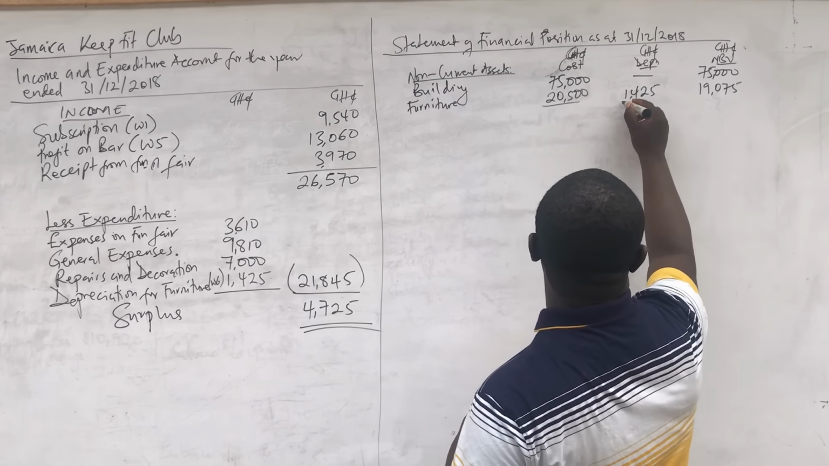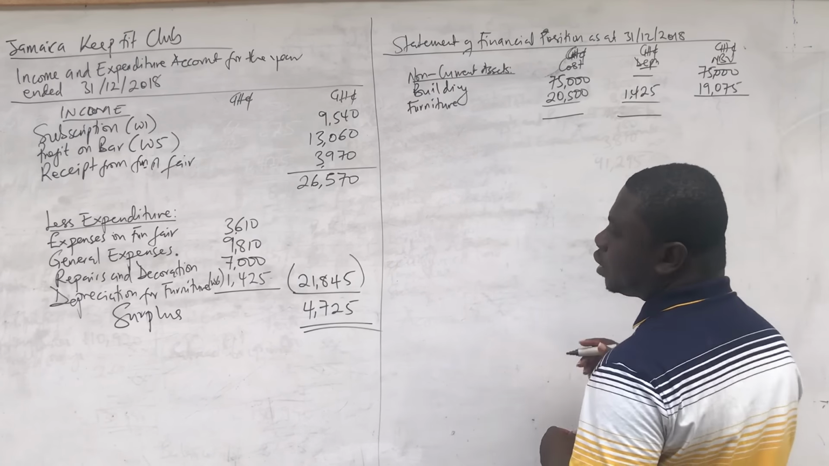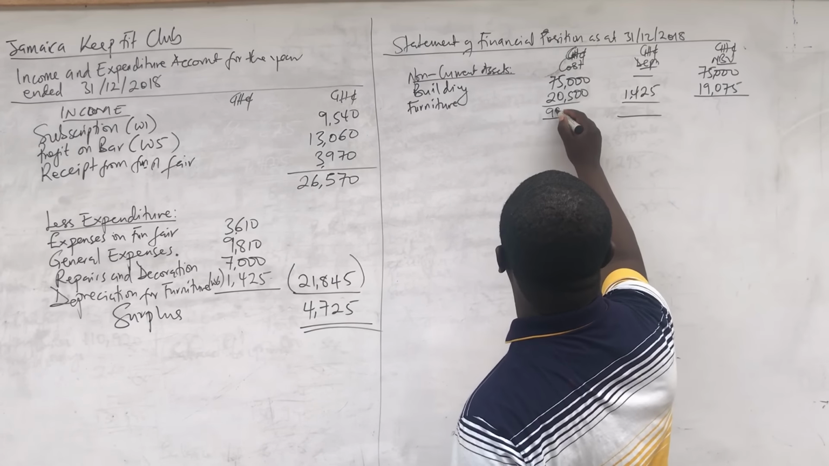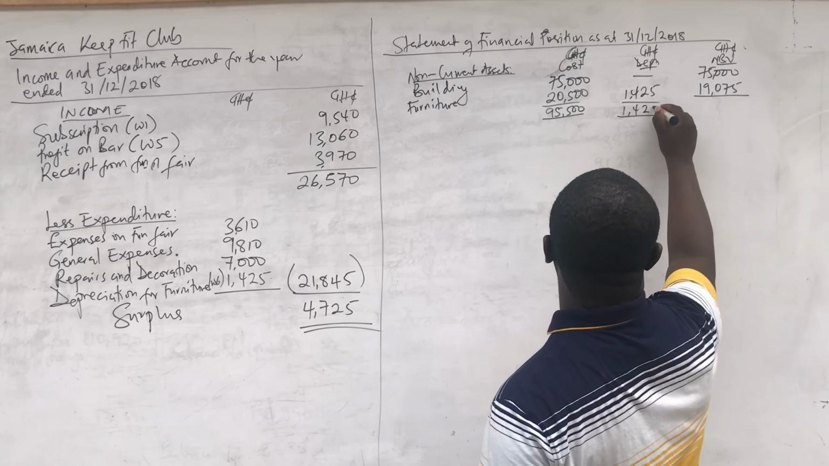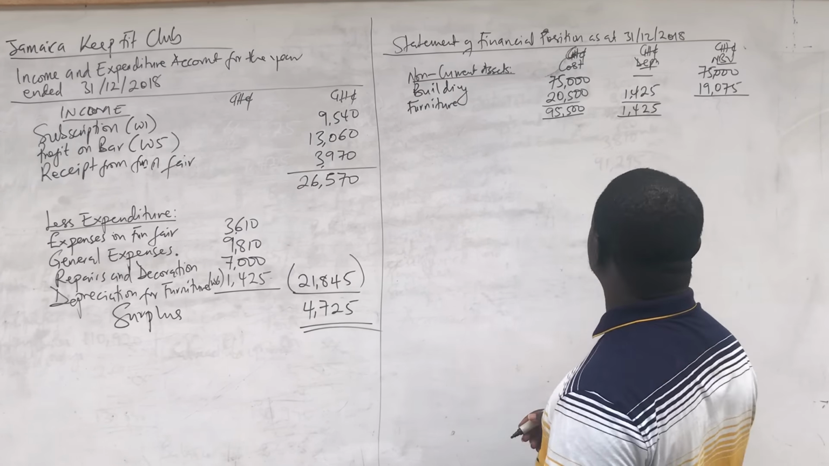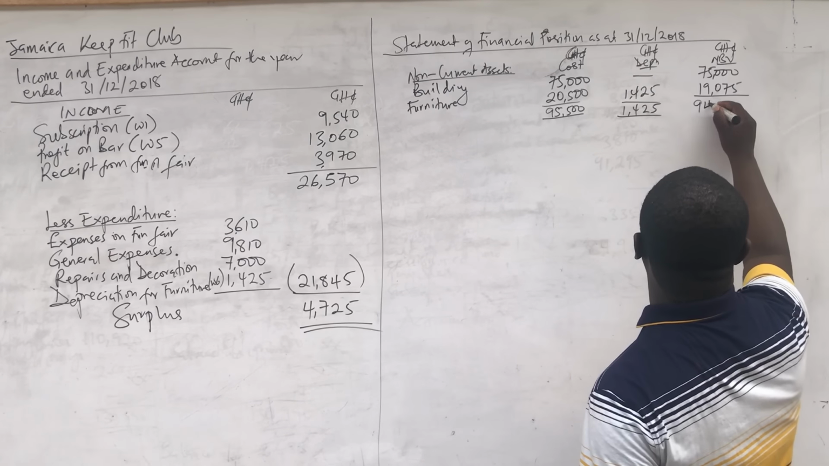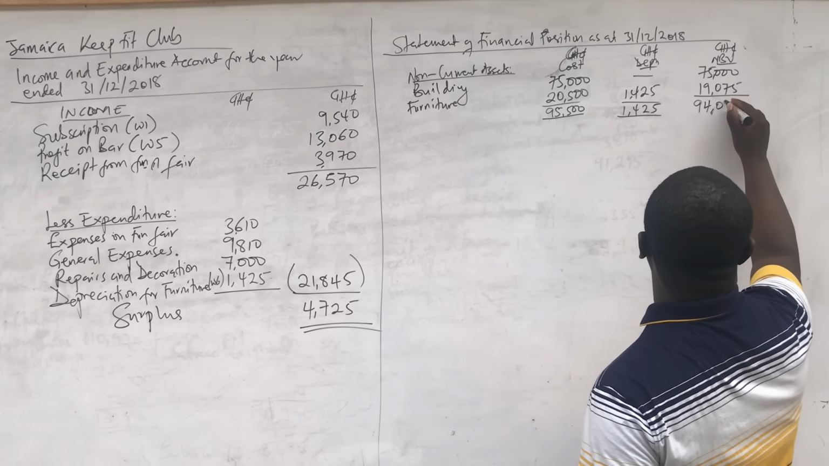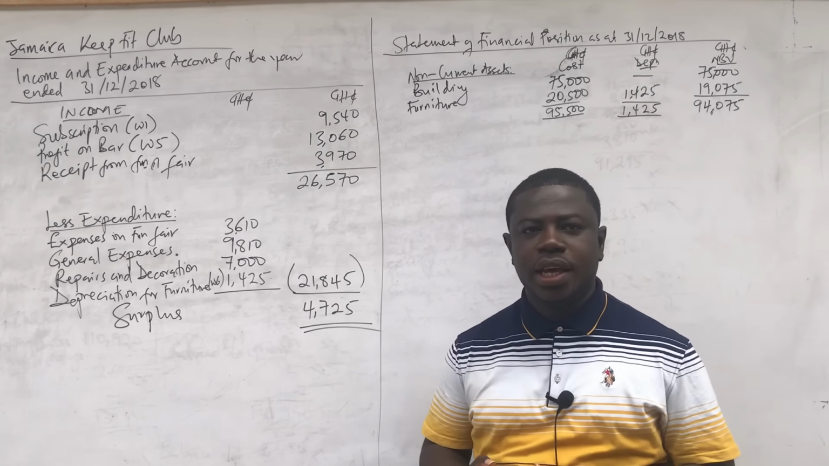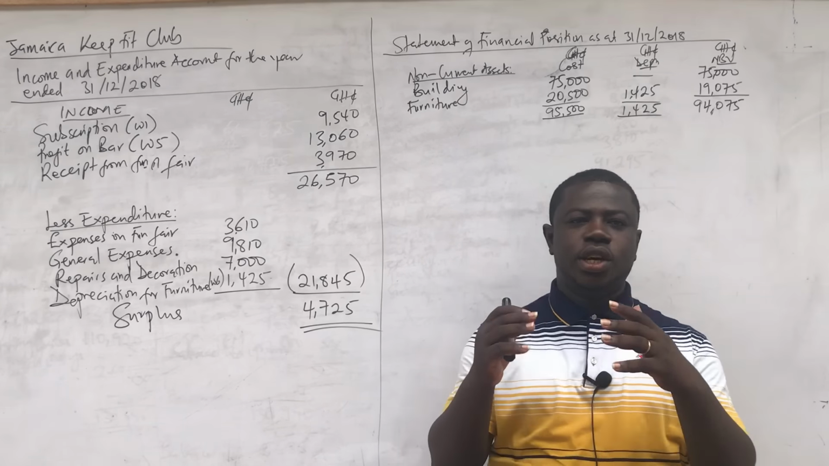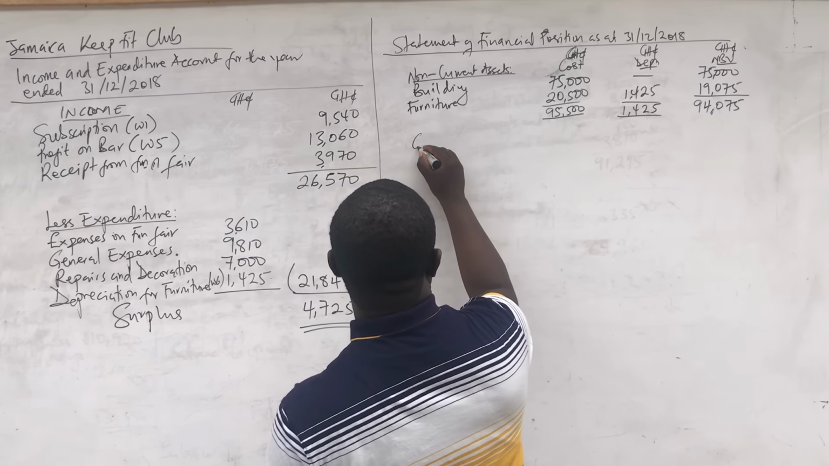Okay, so we can now sum up the assets and then we can proceed. So for the cost, we have 95,500. For depreciation is 1,425. And for the net book value, it is going to be 94,075. So this is what we are going to use for the rest of the question. Then after the non-current assets, we look at the current assets.